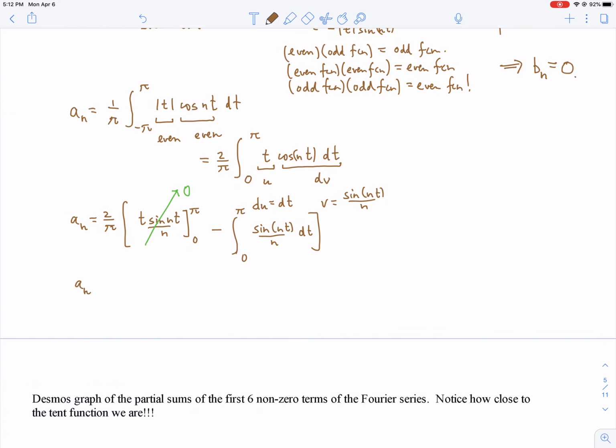So a n is 2 over pi. An antiderivative for sine nt is, actually for minus sine nt is minus minus cosine nt over n squared. So I put the minus inside the integral when I did that, is one way to think of it. Right, the derivative of cosine nt over n squared is minus sine nt times n over n squared, which is minus sine nt over n. And I evaluate this from 0 to pi.